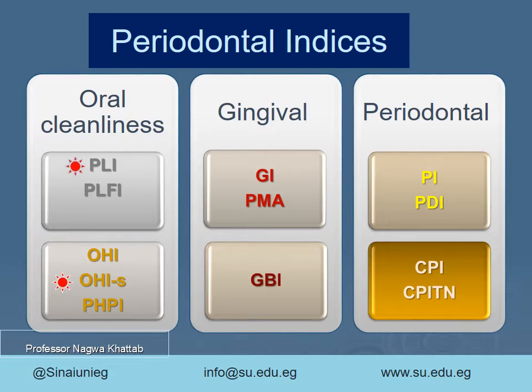مش هناخد كل دول، احنا هناخد بس في المجموعة الأولانية the plaque index and oral hygiene index simplified. في المجموعة التانية هناخد gingival index، وفي التالتة هناخد the periodontal index and the community periodontal index of treatment need.